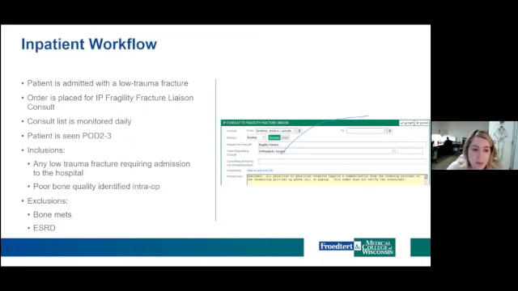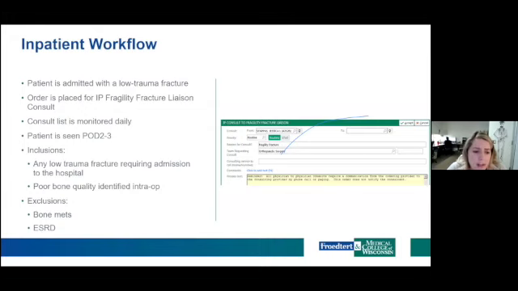So in my role, I monitor this consult list daily. And then I'm also able to look at the floors and identify those patients that maybe weren't a hip fracture, but still some sort of low trauma fracture. And then at that point, I reach out to that patient's primary team and request a consult, letting them know that the patient has met fragility fracture criteria and they would benefit from a bone health consultation.